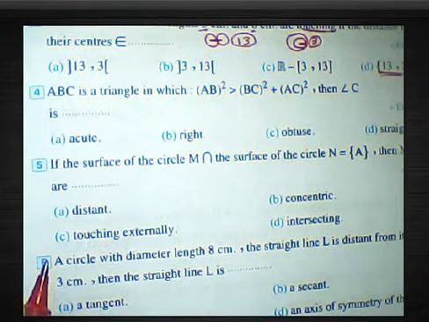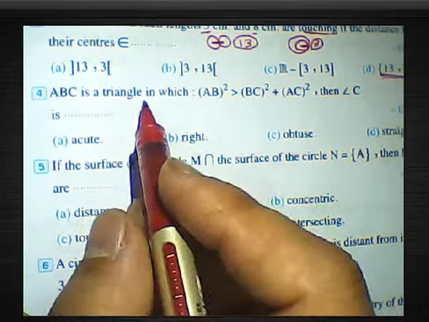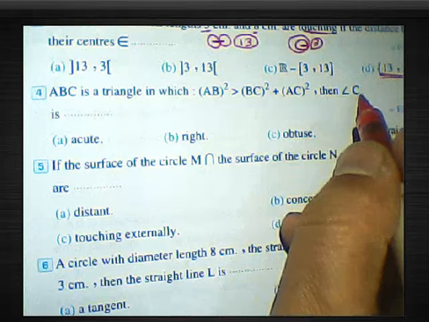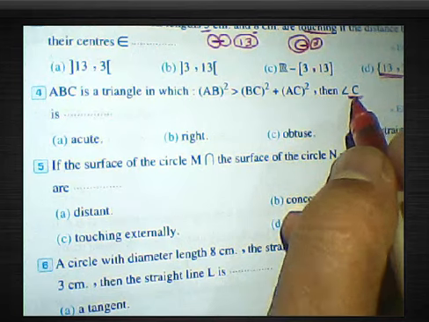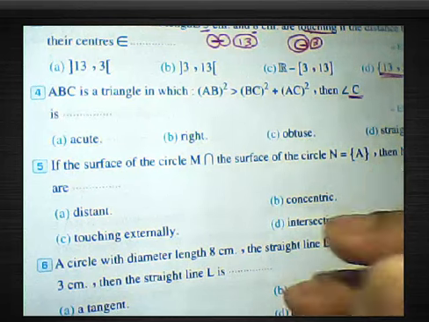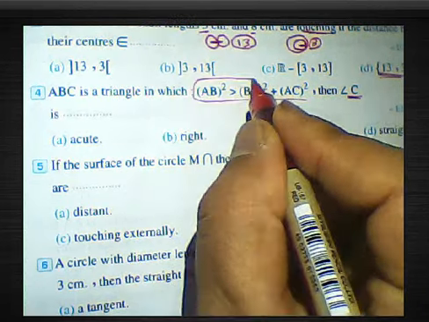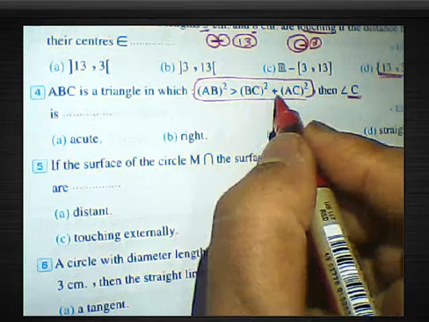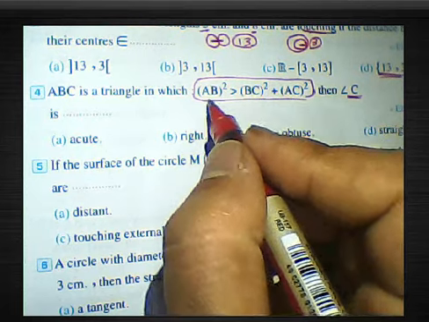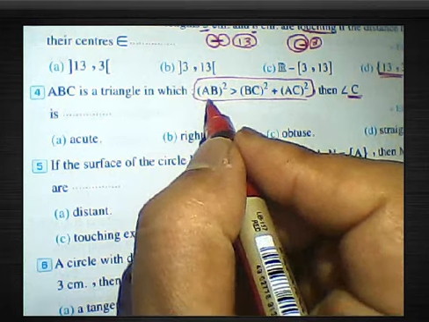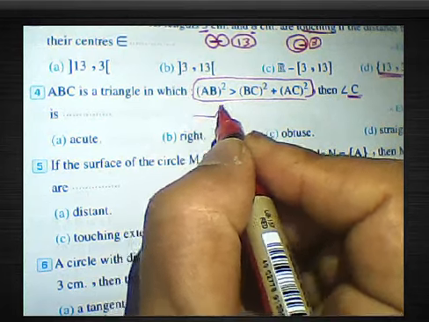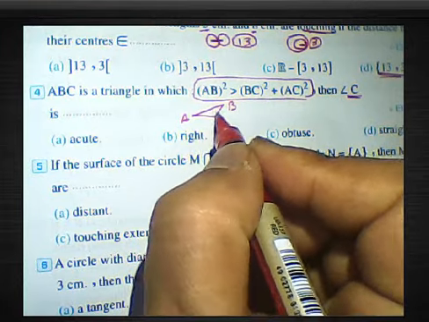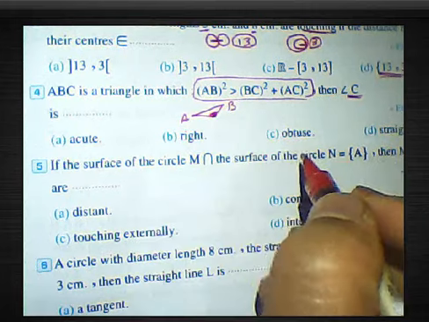Question number 4. If ABC is a triangle in which AB power 2 is greater than BC power 2 plus AC power 2, then the measure of angle C will be what? Is angle C obtuse, right, straight, or acute? We know from Pythagoras's theorem, AB power 2 is greater than the sum of the squares of the two other sides. So the measure of angle C, opposite the line segment AB, in this triangle, where AB is the greater segment, will be obtuse.